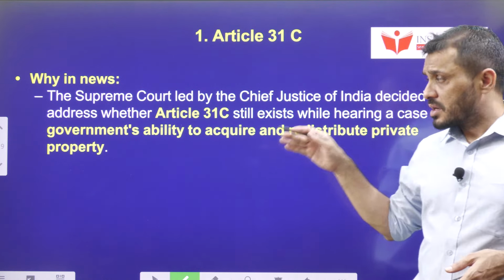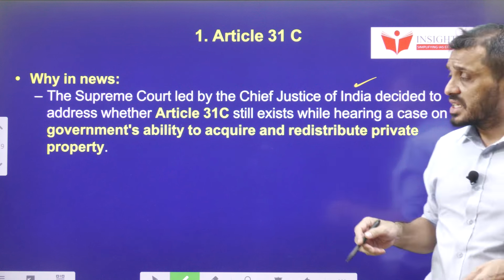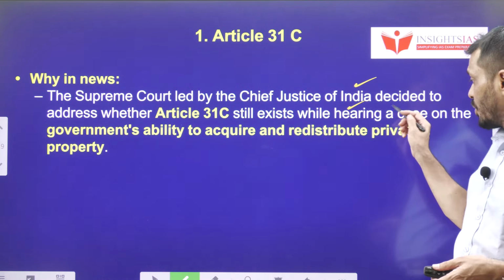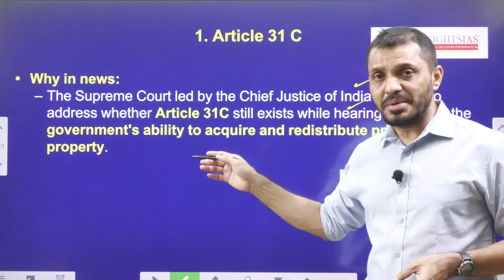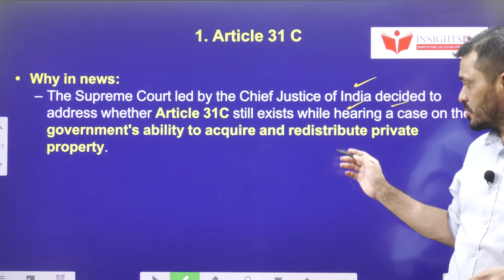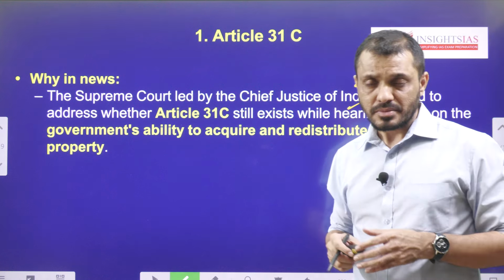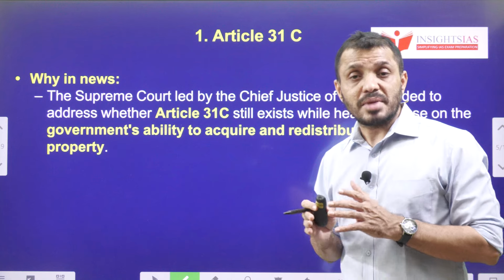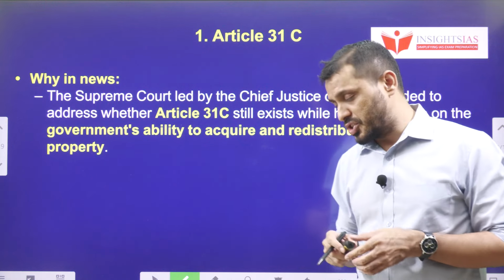The Supreme Court under the Chief Justice of India decided to address whether Article 31C still exists while hearing a case on the government's ability to acquire and redistribute private property. Here we are going to discuss Article 31C and some aspects related to this particular provision.